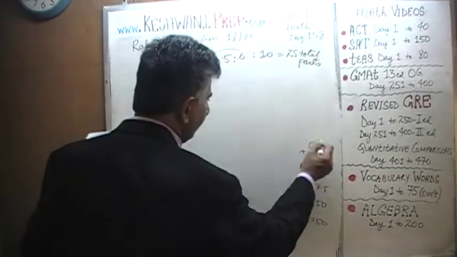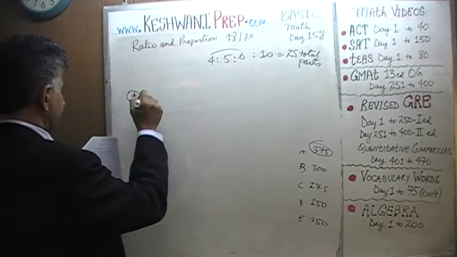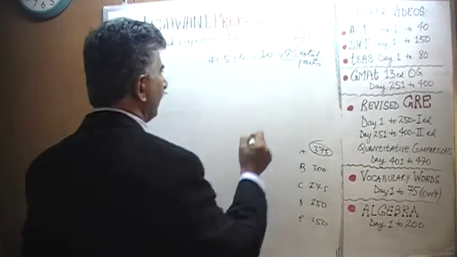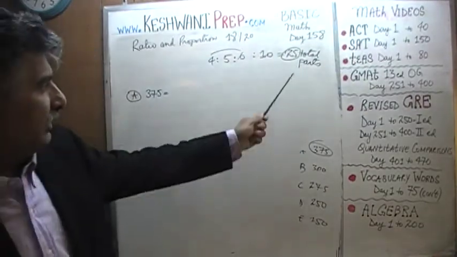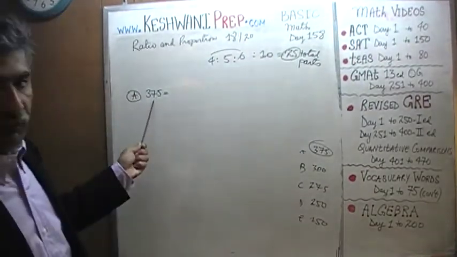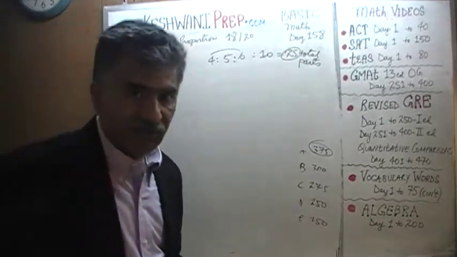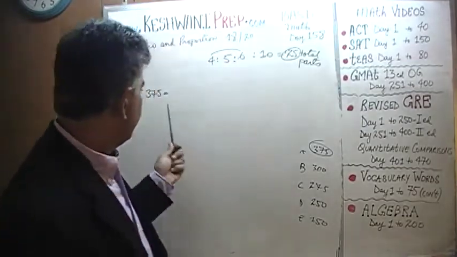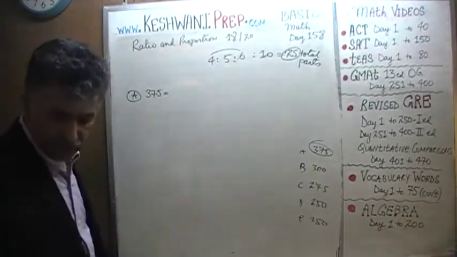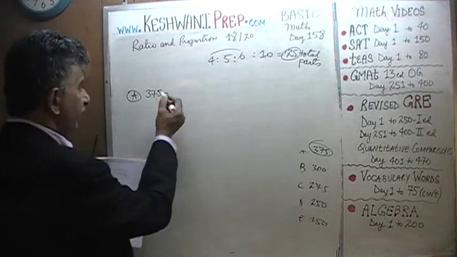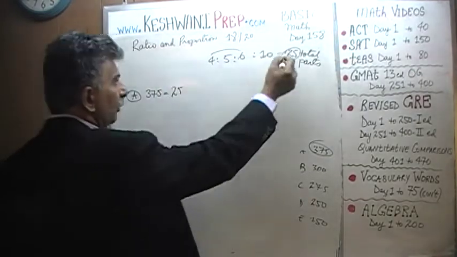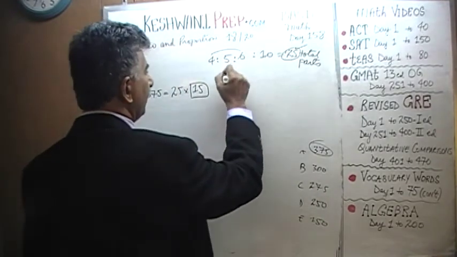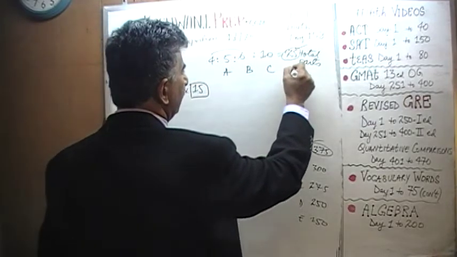A says 375. We know that total parts is 25. If you divide 375 by 25, 400 divided by 25 would be exactly 16, because each 100 has 4 parts. So 400 will have 16 parts. 375 is 15 parts, which means 375 represents 25, the total parts, times 15. And here are the people, A, B, C, and D.